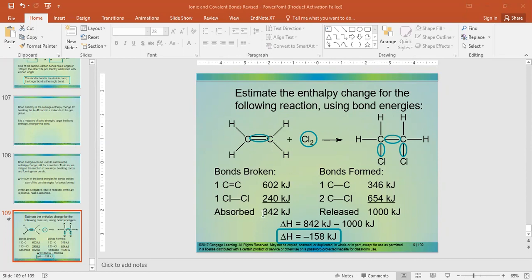And therefore, we are going to have the amount of energy that is involved in bond breakage is 842 kilojoules, while the amount of energy released in the bond formation is 1,000 kilojoules. And when we subtract the two, then you are going to get negative 158 kilojoules as the net amount of energy that is going to be released to the surroundings in that process. So ladies and gentlemen, the long lecture has come to an end. There is a hand raised by Abdinor.